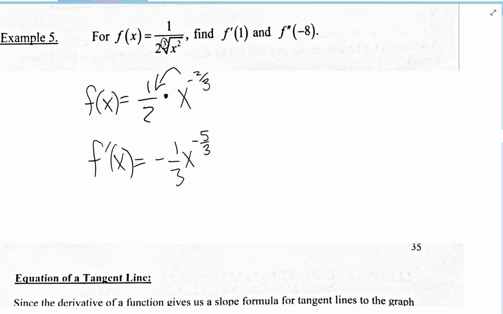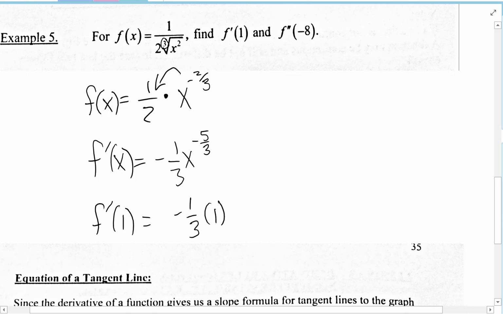I can plug in 1 into that. That's nice and easy, okay? 1 to any power is just 1. I will need to derive again and plug in negative 8, so I like it to be in this format because it'll be easy to derive again. First, I will plug in 1, and I get negative 1/3 times 1. So negative 1/3.